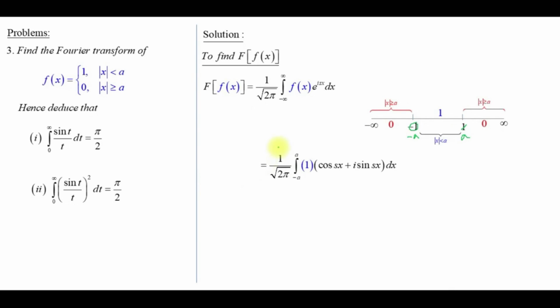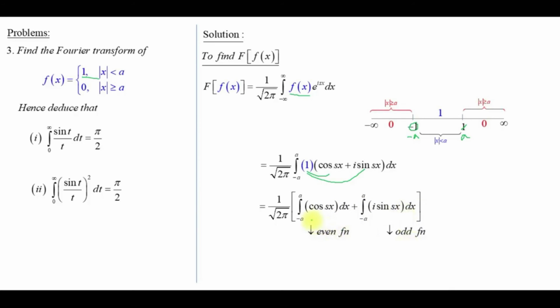So 1 divided by square root of 2 pi, integration from minus a to plus a. In minus a to plus a, f of x equals 1. So 1 into e power isx equals cos sx plus i sin sx, into dx. This is equal to the integral from minus a to plus a of cos sx dx plus the integral from minus a to plus a of i sin sx dx. This is an even function, this is an odd function. For the even function, minus a to plus a can be written as 2 times 0 to a. For the odd function, this value is 0.